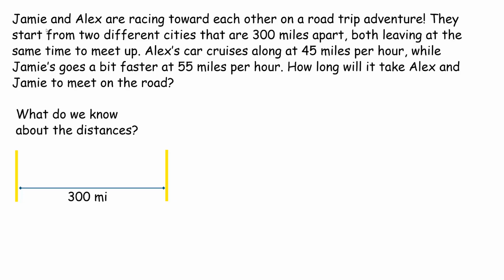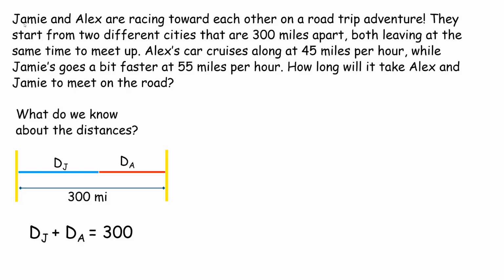at 300 miles apart. Okay, so Jamie is going to go some amount of the way from where he's coming from, and Alex is going to start from where he's coming from, and they're going to meet somewhere between. And so you can see that their distances will add up to 300 miles. So our equation we can write is that the distance of Jamie plus the distance of Alex is 300 miles.